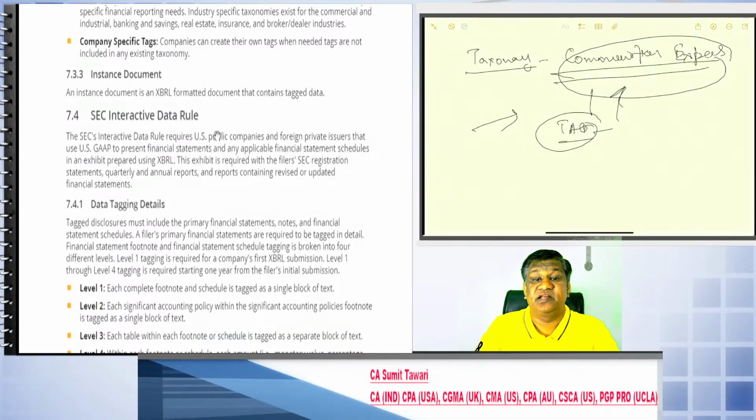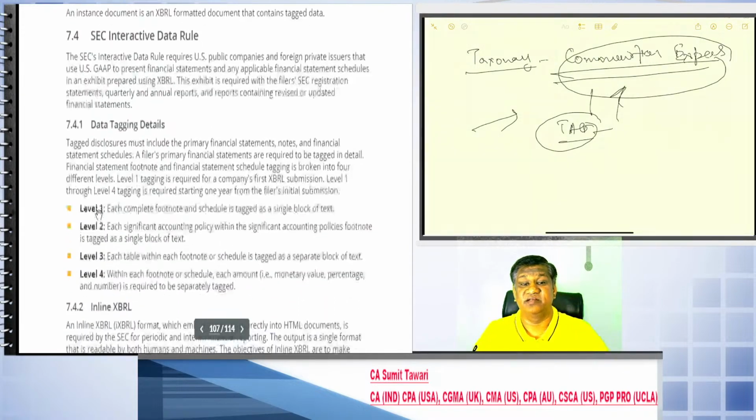Then SEC interactive data rule. So SEC's interactive data rule requires US public companies and foreign private issuers that use US GAAP to present the financial statement and any applicable financial statement schedule in an exhibit prepared using the XBRL. So exhibit is required with the filer's SEC registration statement, quarterly and annual report, and report containing revised or updated financial statement. So whatever may be the data you need to provide by the issuer company or any foreign company, they need to provide the data in a XBRL format.